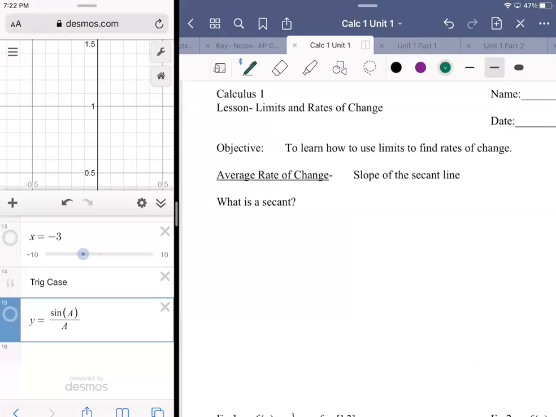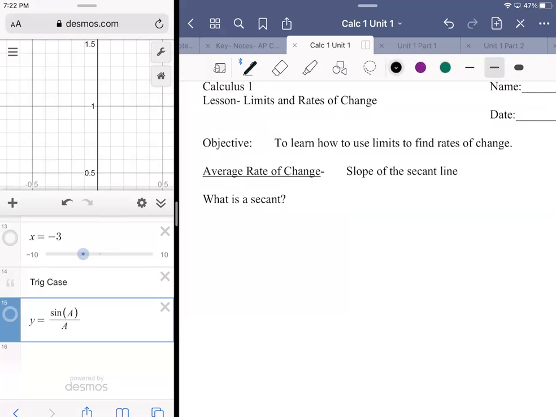All right. So a secant is a line. I'm giving you the simple definition. A line that intersects a curve twice. Now, really, the geometric definition is a line that originates at a point outside of a circle, intersecting the circle twice at the circumference. I mean, it works to that effect.